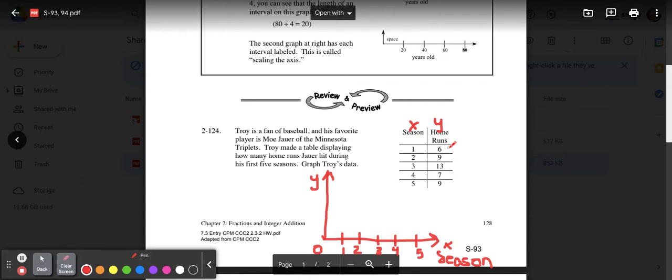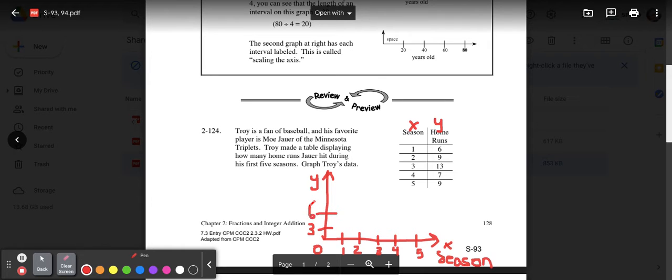Now my home runs, the range goes from the lowest of 6 to the highest of 13. So I'm not going to go by ones going up because I won't be able to fit 13 hash marks in. I'm going to go, let's say I could go by 2s or 3s. Why don't I go by 3s? So I'm going to say from here to here is 3. So I have to make it equal, an equal interval.